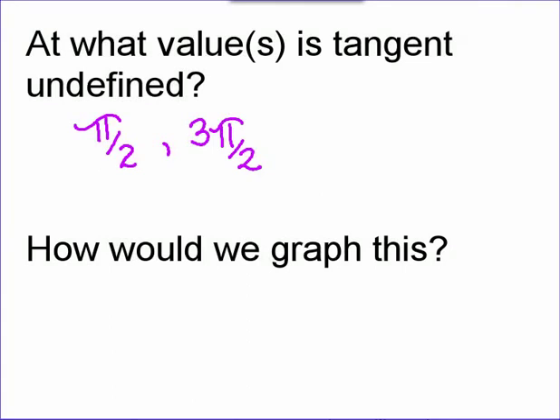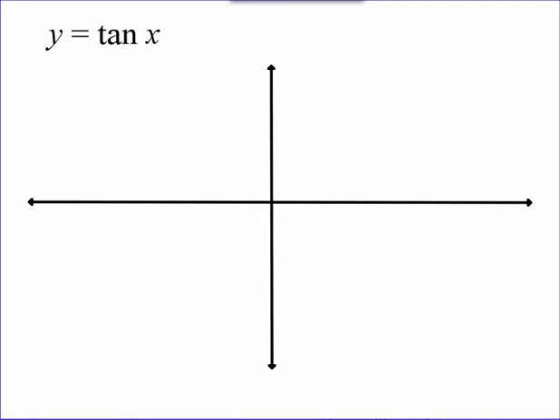Now just a little tidbit. We said before the period was pi, right? What is the difference between these two values? Pi. That's interesting. So the question is, how would we graph tangent now, especially when we have undefined values? We're going to walk through how you graph tangent. Usually you have to graph 2 full periods. I'm going to start at 0, 0, work my way left to right, and then try to graph the left part of the graph.